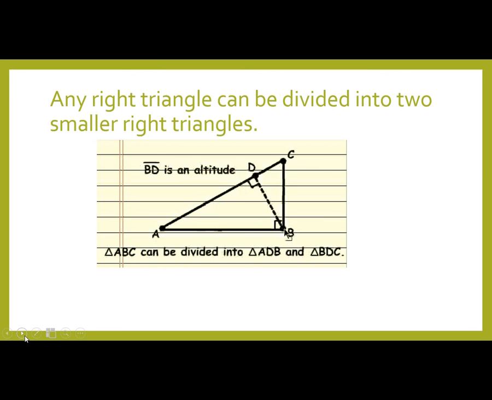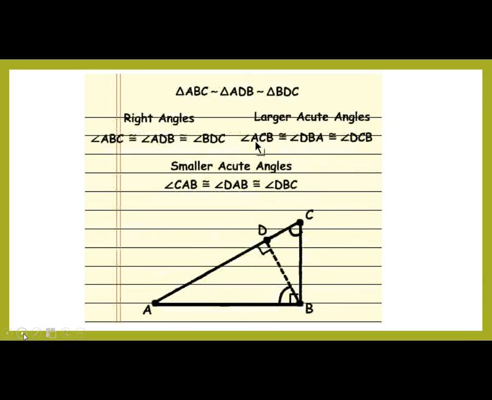And we can do that with any right triangle at all. And what's really interesting is that when we do that, all three of those right triangles are actually similar. So by drawing this one altitude, we've created two triangles, and those two little triangles are similar to the big triangle that we already had. So let's look at that a little bit further. So all three triangles are similar.